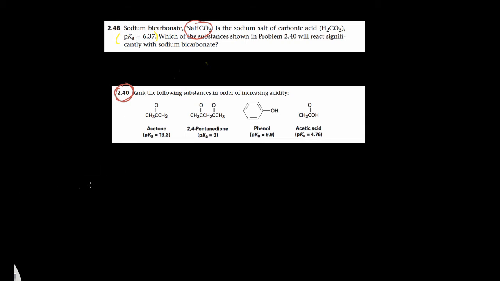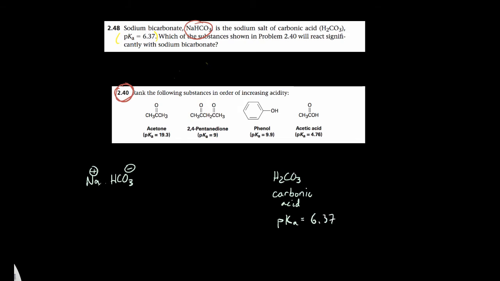So the question is, you have Na, that's the spectator ion, HCO3 minus. That's the sodium salt of carbonic acid. So this is the conjugate base of carbonic acid, which is H2CO3, carbonic acid, and the pKa of this is 6.37.